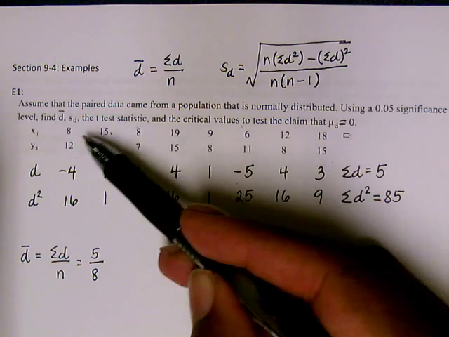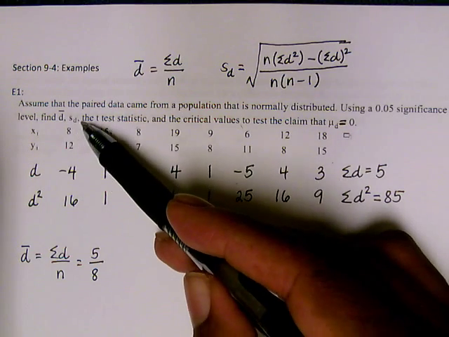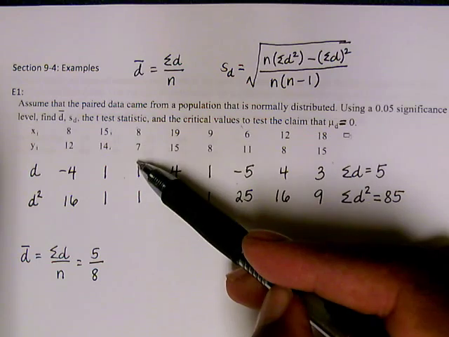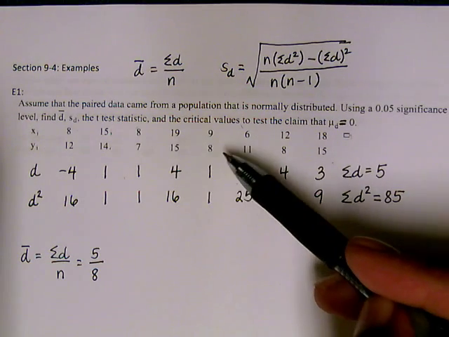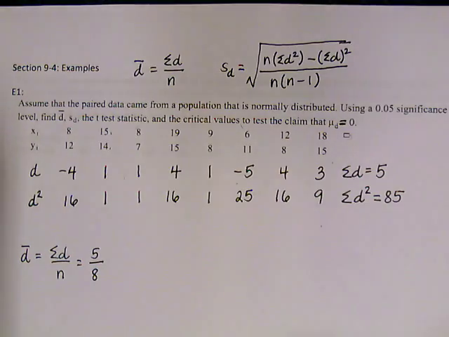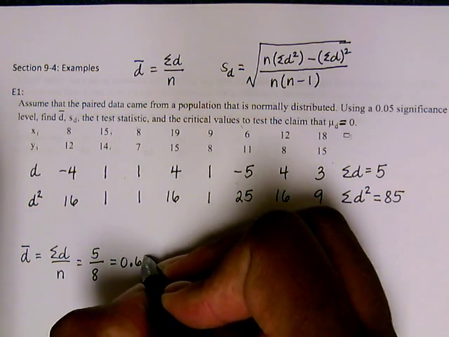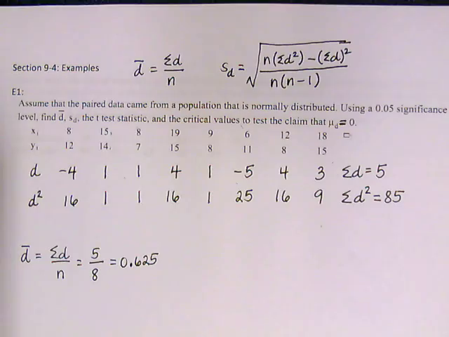Now I'm not dividing by 16. I'm not counting each individual number that I see here. I'm counting the number of paired data. And there are 8 pairs of data. So it's 5 divided by 8, which will be 0.625. Just take the 5, divide that by 8 on the calculator, and you'll get that decimal value of 0.625.